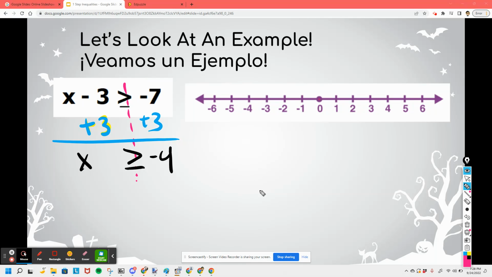So when I graph that, it's going to be a closed circle on -4 because it includes it. Underline means includes. And we are going to go to the right, more than. The arrow, the crocodile, says I'm eating the x. The x is bigger. We want every number that is bigger than -4, and that is every number to the right on the number line.